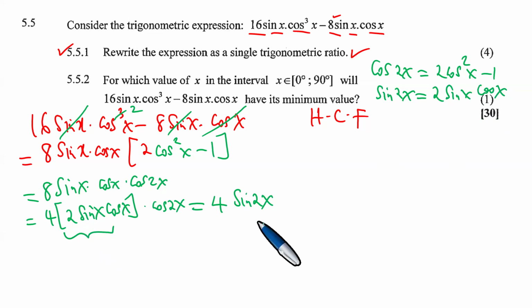What is the next thing that we have here? This one is sine 2x, and this one is cosine 2x. Then what do we do next? The objective is to write it as a single trigonometric ratio. I'm just giving you a chance. What do you think? Any thought? Any idea? What is the next step?